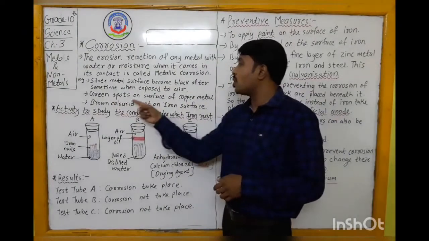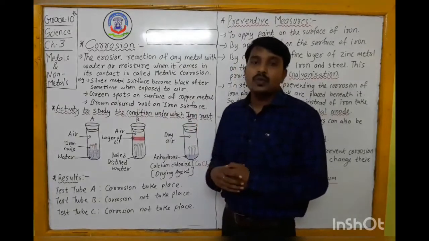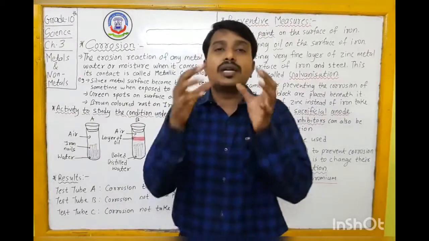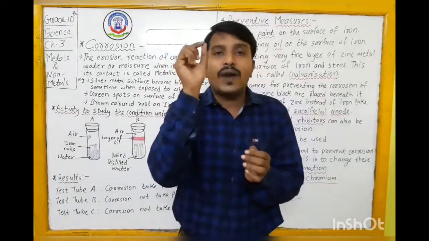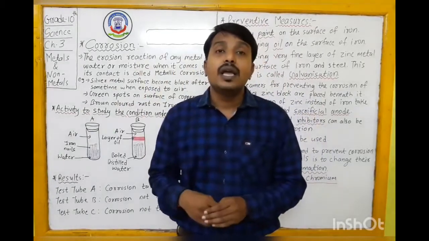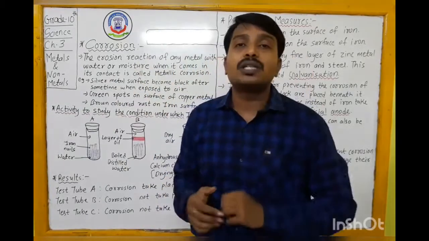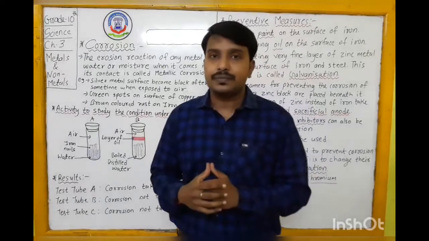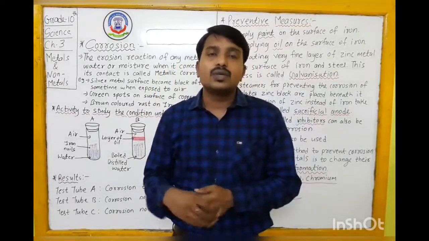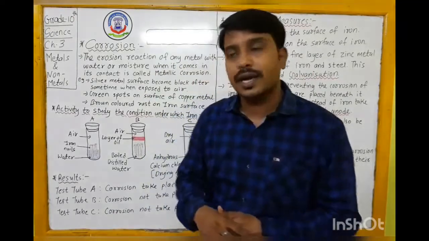Second is green spots on the surface of copper metal. You must be having some copper vessels at your home. Okay, so you must have seen on that copper surface some green spots. Those green spots are nothing but copper carbonate, formed on the surface of the copper metal. So that is again an example of corrosion.